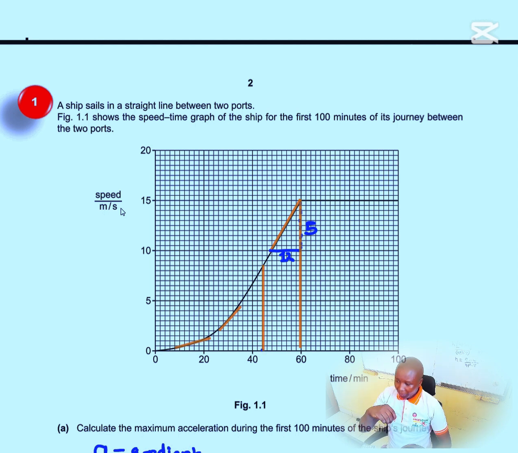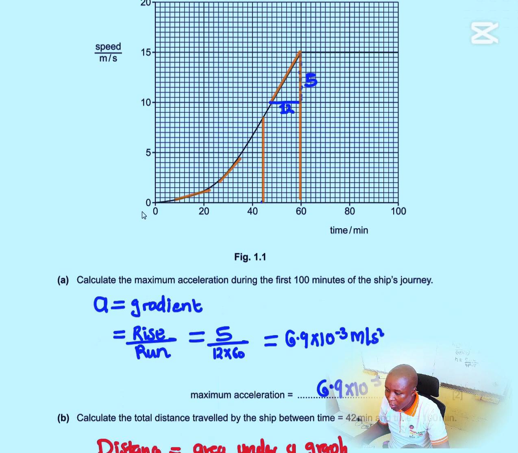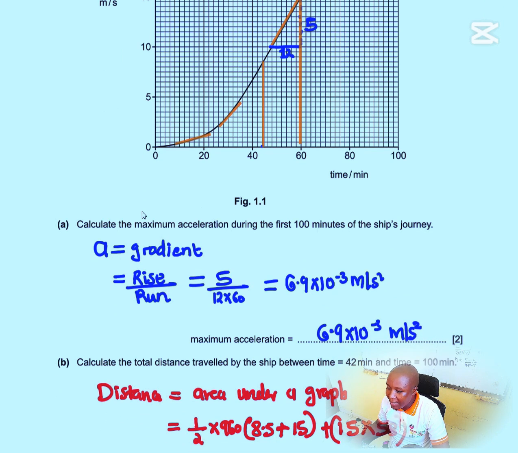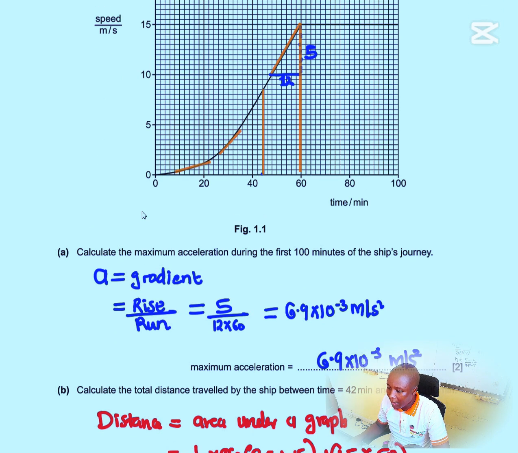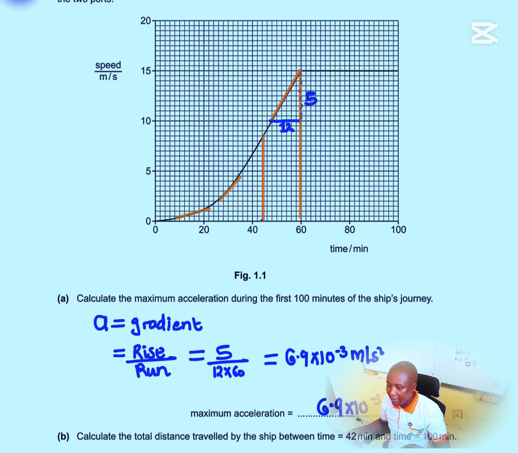Now, looking at this question here, we are told that a ship sails in a straight line between two ports, and then we are supposed to determine the maximum acceleration during the 100 minutes of the ship's journey, right? So if you look at the gradient of each of the lines, if I draw a tangent at this point, we're going to have a slanting line.